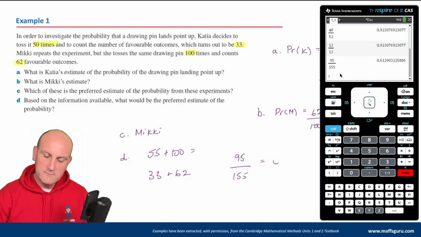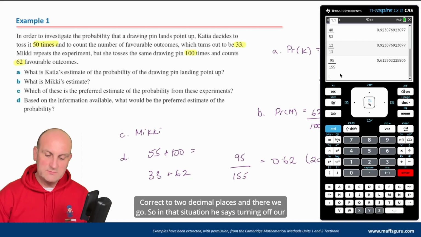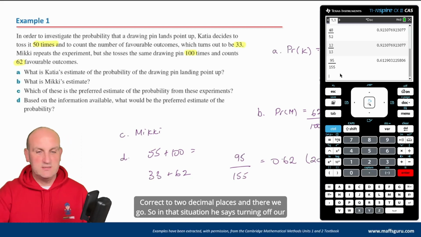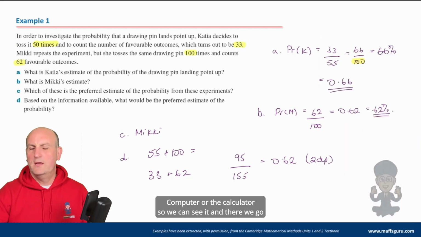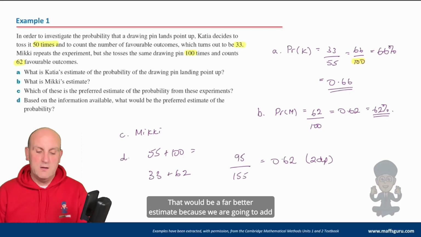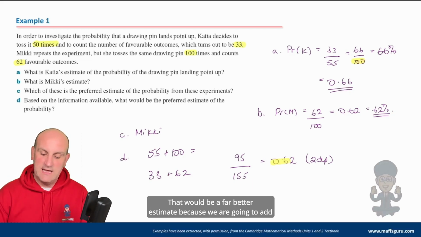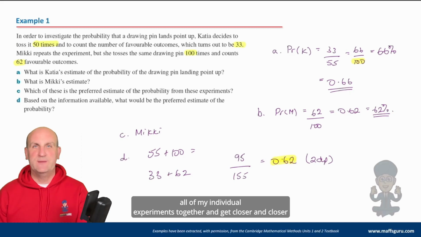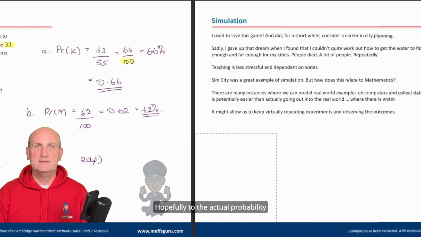0.62, correct to 2 decimal places. And there we go. So in that situation, turning off the calculator so we can see it, there we go. That would be a far better estimate because we are going to add all of my individual experiments together and get closer and closer, hopefully, to the actual probability.